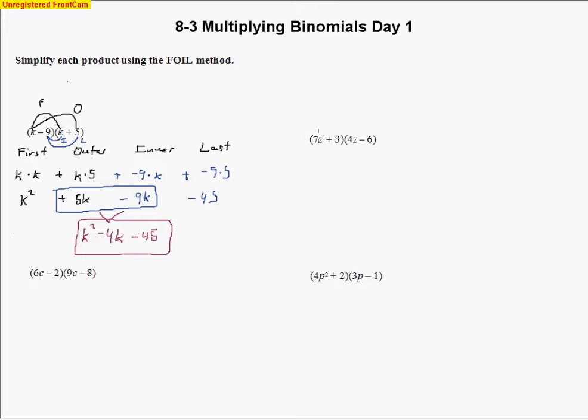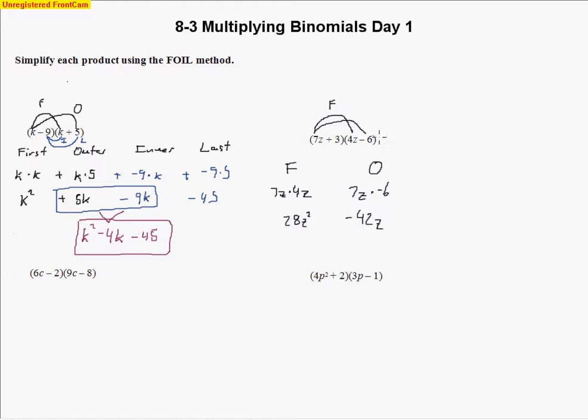And so we'll start with the 7z times the 4z. Those are the first terms. So I'm going to write down F just for first right now. And I'll write 7z times 4z. And so from there, that makes a 28z squared. So moving on to the next terms, the outside terms. Not the inside yet. So let's fix that. So the outside terms, and so that's going to be the 7z times the negative 6. So 7z times negative 6. That makes a minus 42z.